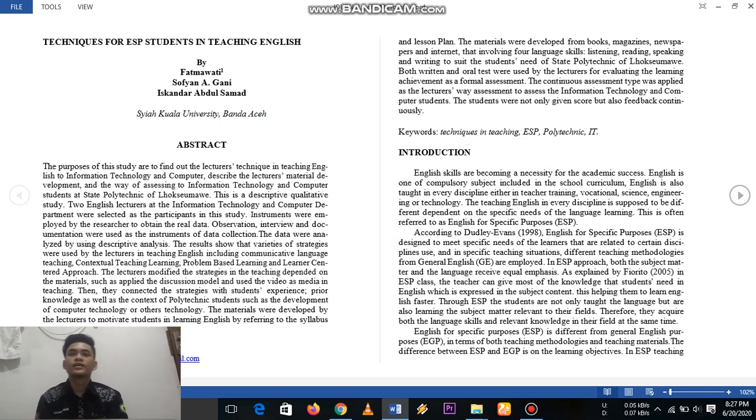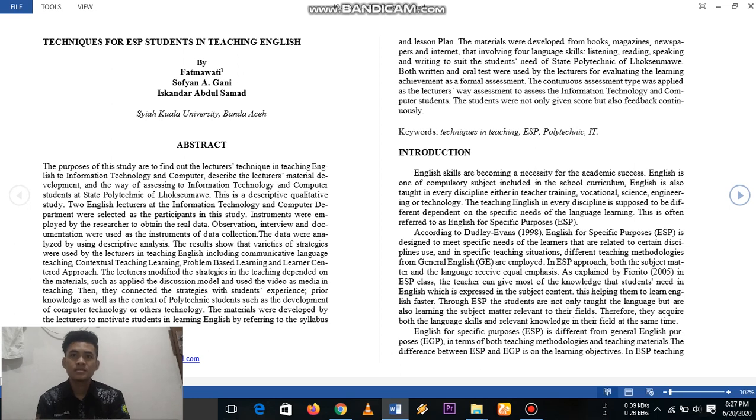The first section in this journal is the abstract. In this abstract, we will give a little review. The purposes of the study are to find out the lecturers' technique in teaching English to information technology and computer students, and to describe the lecturers' material development and the way of assessing information technology and computer students at State Polytechnic of Lhokseumawe.